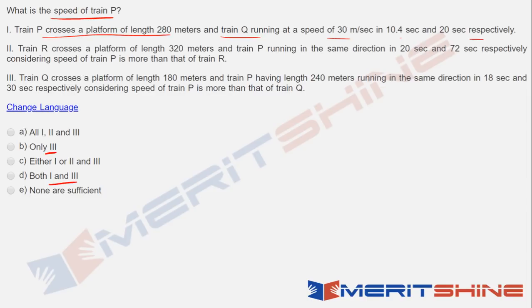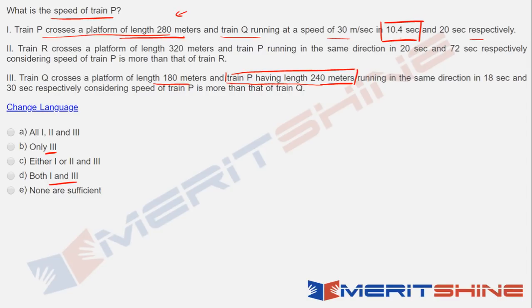Let's see. When you look at option 3 here, it has given you some data. Train Q crosses a platform of this much length and train P having length 240 meters. What was missing here? If I know that this train P crosses a platform of this much length in 10.4 seconds, from here I get the length of train P. It should do the job for me.